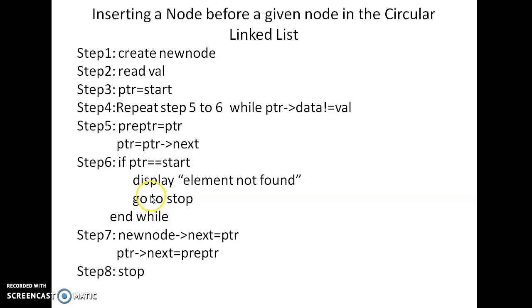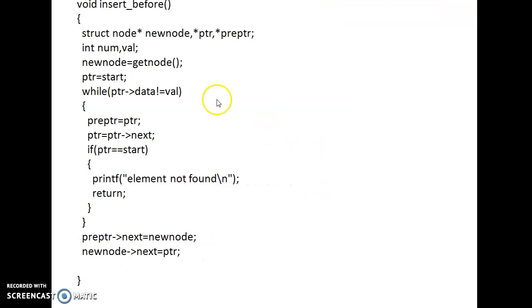Now we'll see the function for inserting a node before a given node. Already we have seen this creating the new node. We are creating the new node here by using the getNode function. Then the pointer is starting at the start, and while the pointer of data is not equivalent to value, the pre-pointer equal to pointer and pointer equal to pointer of next.